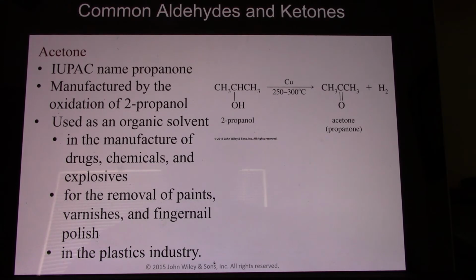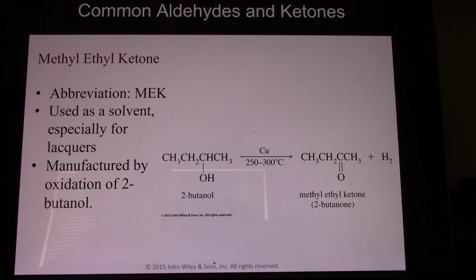Acetone, IUPAC name, propanone, manufactured by the oxidation of 2-propanol. Used as an organic solvent in the manufacture of drugs, chemicals, and explosives. It's used a lot in the plastic industry, and it's a good remover of paints, varnishes, and fingernail polish. Methyl ethyl ketone, MEK, you can see that at Home Depot. It's used as a solvent, and it's especially useful for lacquers. And it's manufactured by oxidizing 2-butanol into 2-butanone, or methyl ethyl ketone.